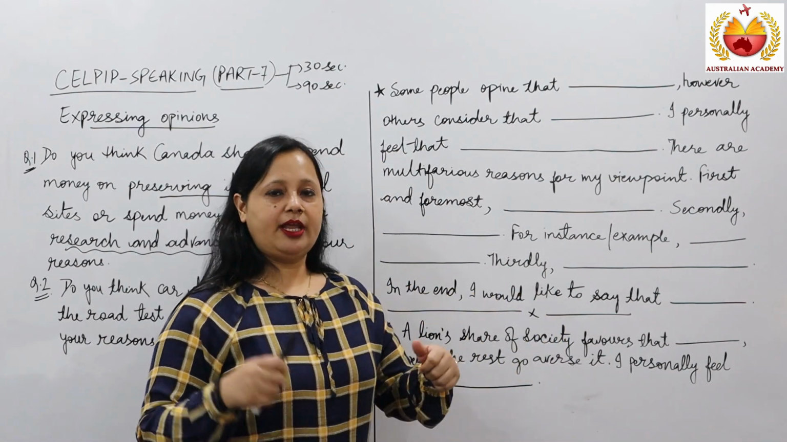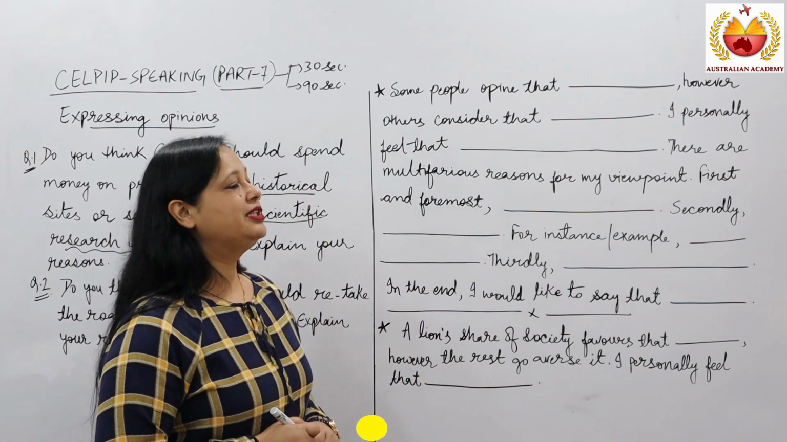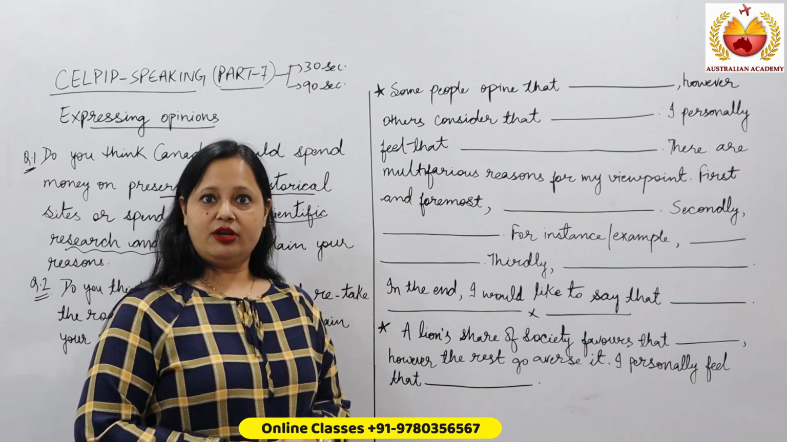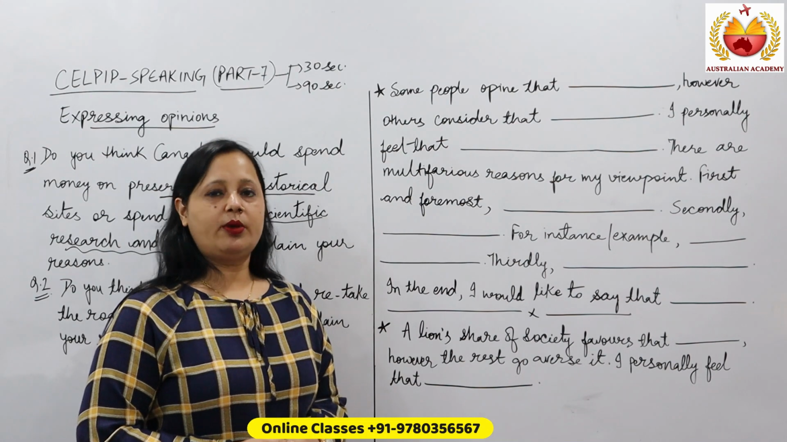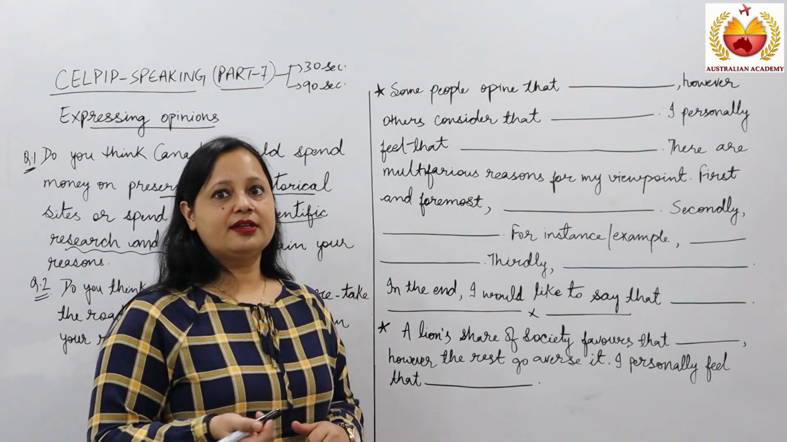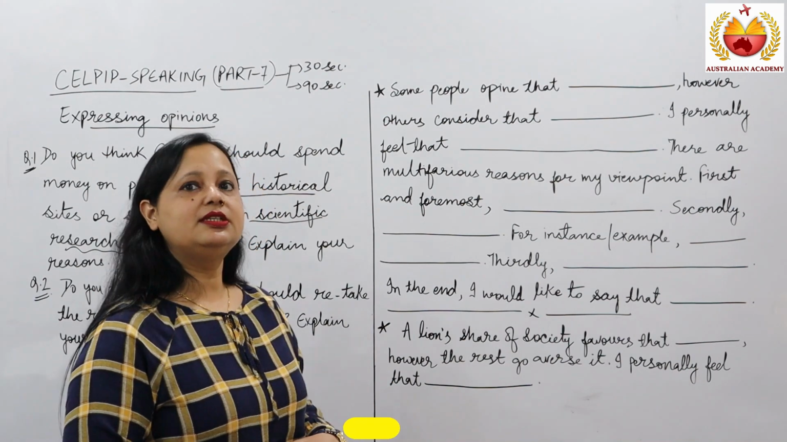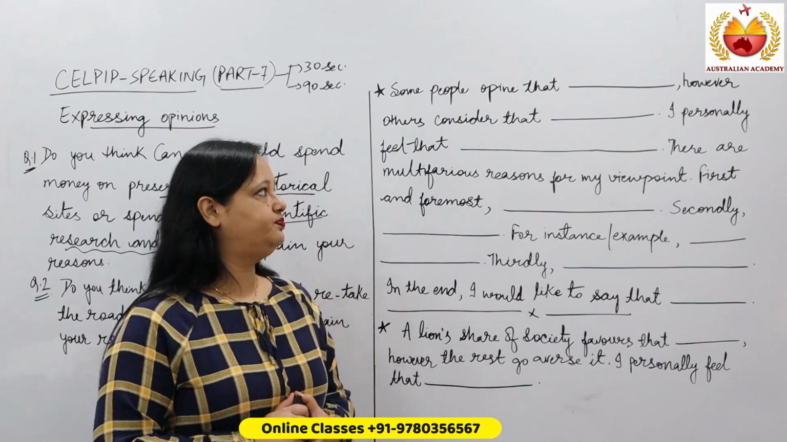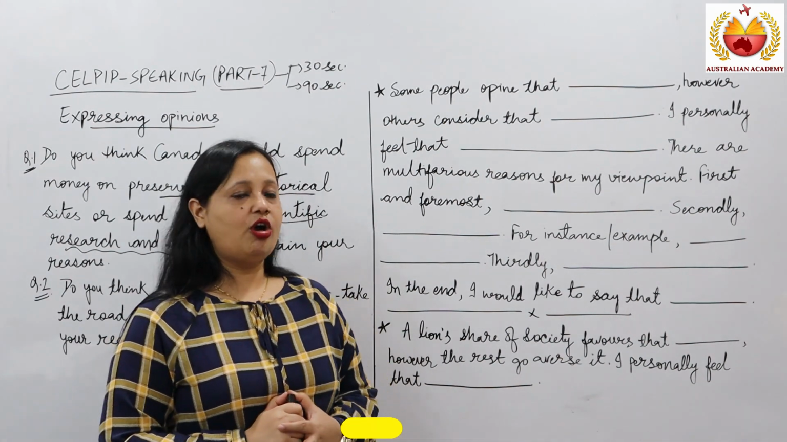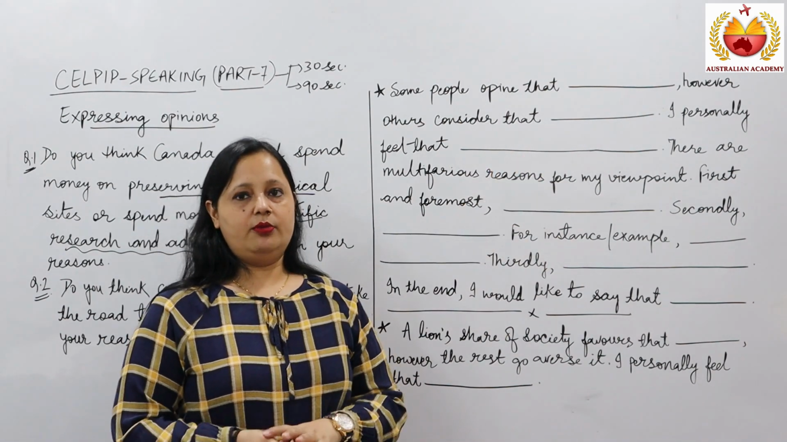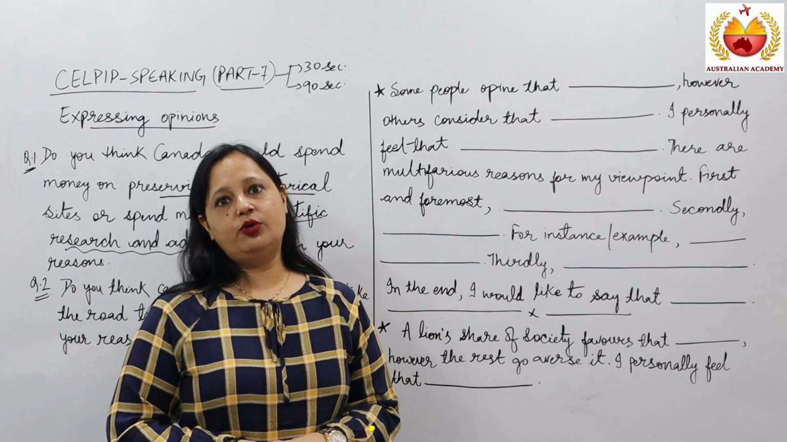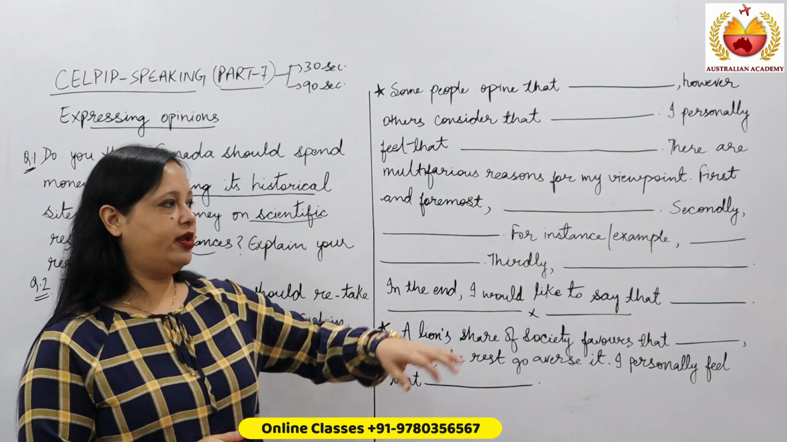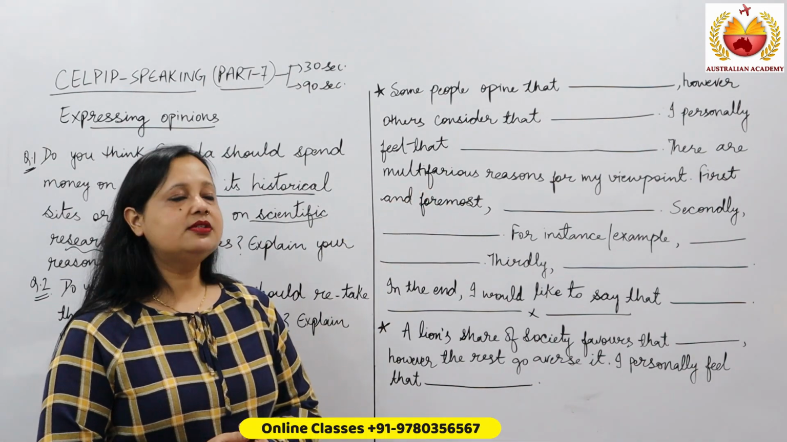Now I'll talk about the template for the first sample question. You can start with, some people opine that Canada should spend money on preserving historical sites. Make sure you paraphrase the question statement; do not speak exactly the same. However, others consider that scientific research and advances are more important. I personally feel that, and here you must state your opinion, that a wise balance should be maintained or both are equally important, whatever you want to say. There are multifarious reasons for my viewpoint. Multifarious means many.